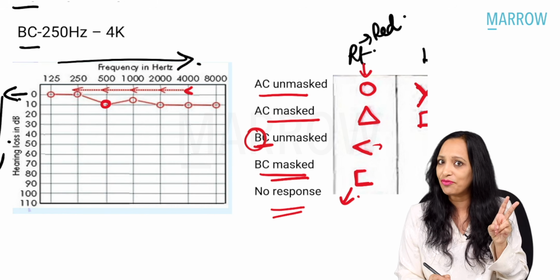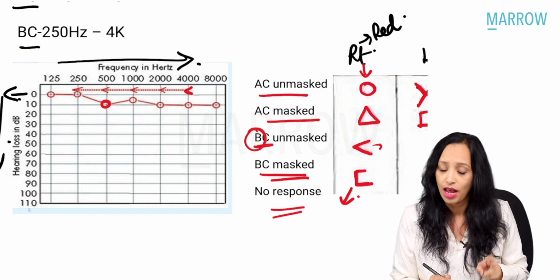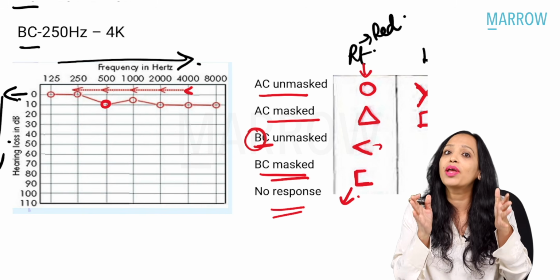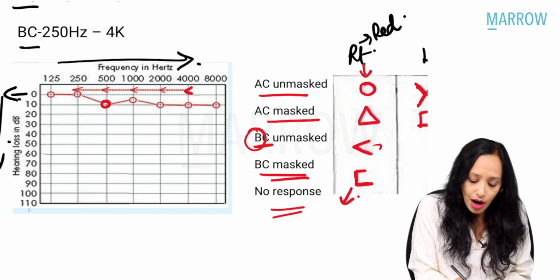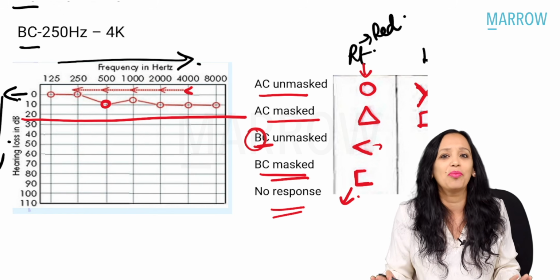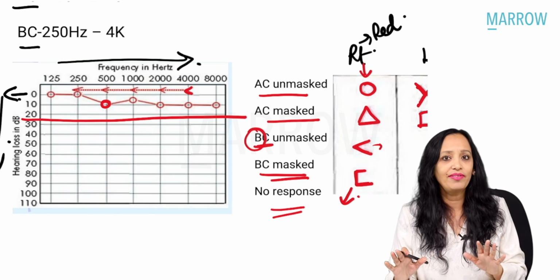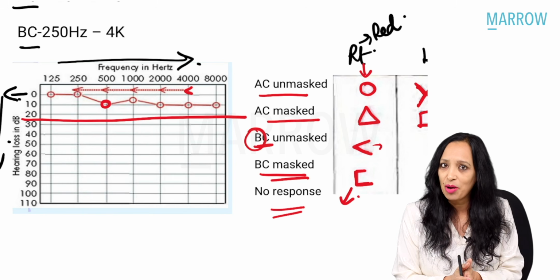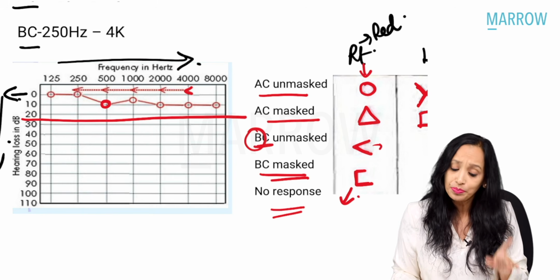So the second thing that we need to see is whether this is normal or not. So what do we consider as the normal range of hearing? So up till 25 decibel, the hearing loss is considered to be normal, right? So up till 25 decibel is normal. So is this audiogram normal? Yes, this audiogram is normal.